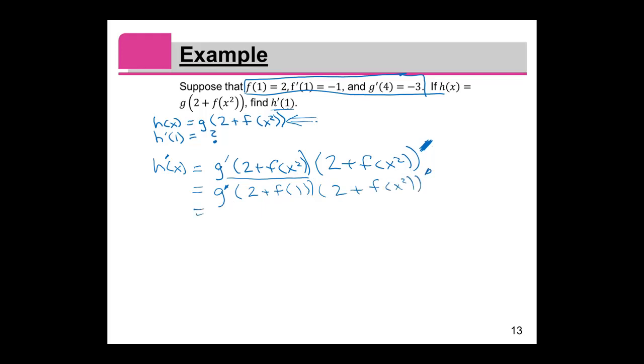Okay. So now we can find, well, what's f of 1? 2. So 2 plus 2 is 4, right? So we end up with g prime of 4 times 2 plus f of x squared. We're going to take the derivative of that in a minute. So what's g prime of 4? -3. There you go. So now we have -3.